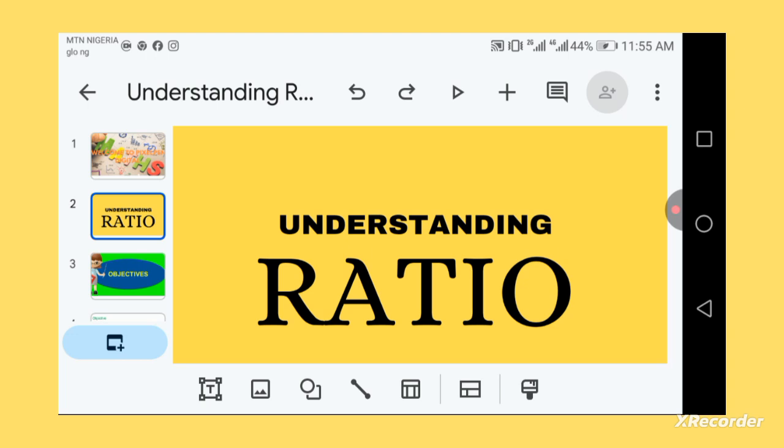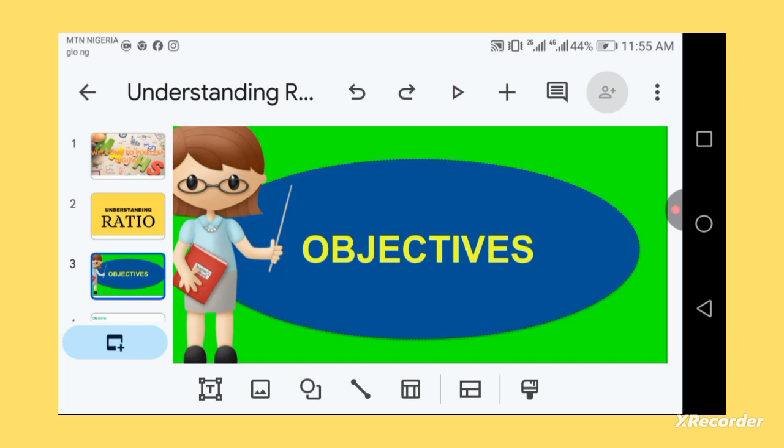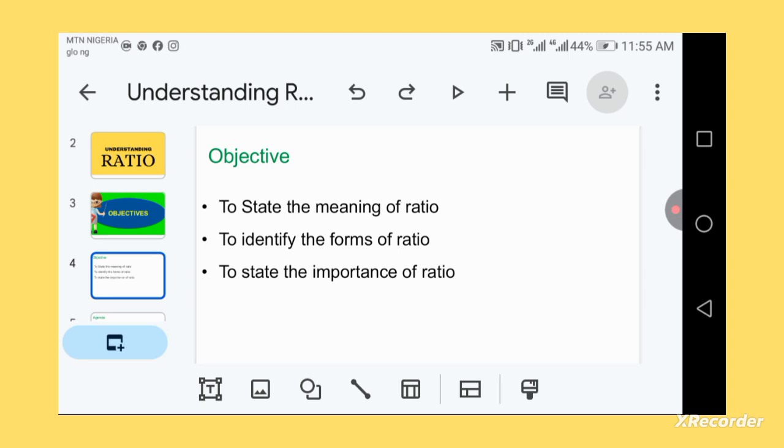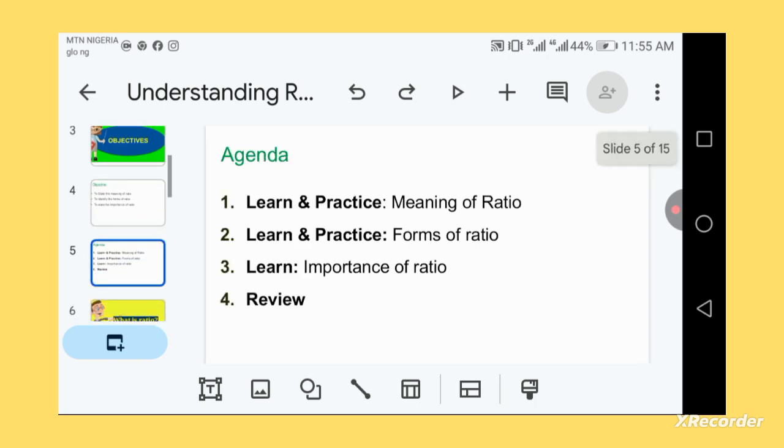Let's get started. Before we get started, we are going to look at our objective for today. At the end of this lesson, pupils should be able to understand or state the meaning of ratio, identify the forms of ratio, and state the importance of ratio. Now, here is our agenda for today. We are going to learn and practice ratio, then learn and practice forms of ratio, then learn the importance of ratio, and then we will review.